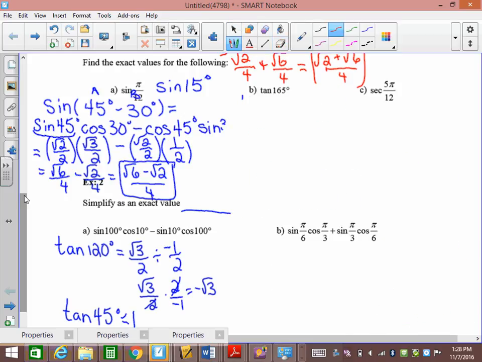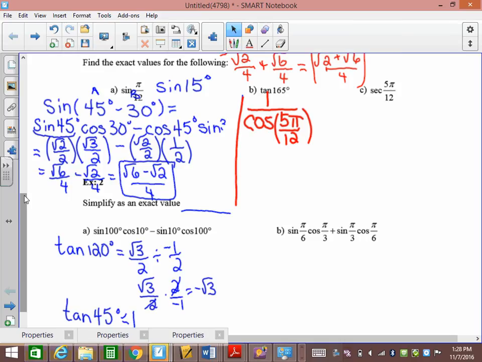So it's going to be 1 over cos 5 pi over 12. Which technically is just an exact value flipped. Because if 5 pi over 12 was a half, it'd be 1 divided by a half, which is the same as 1 times 2 over 1, right? So technically, we're just going to find cos 5 pi over 12 and then flip whatever the answer is. You can flip the answer, you just can't flip an angle.